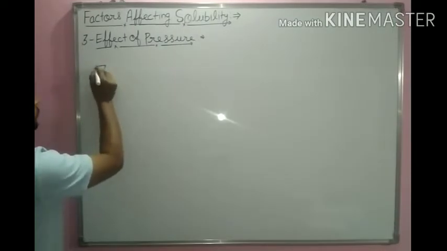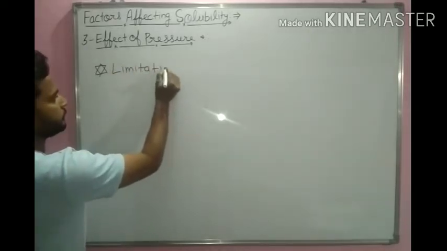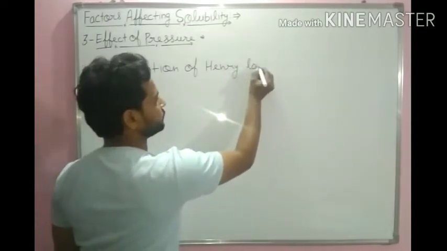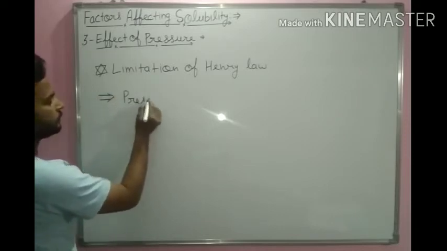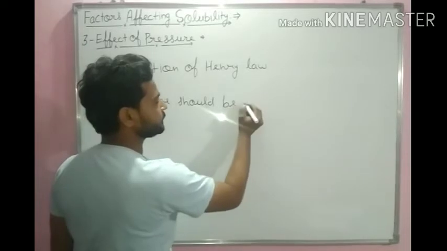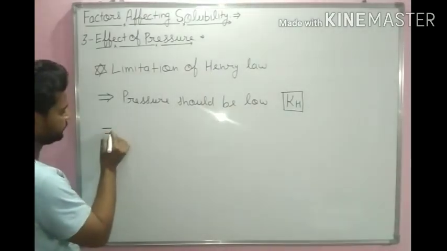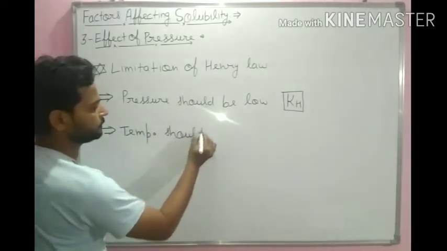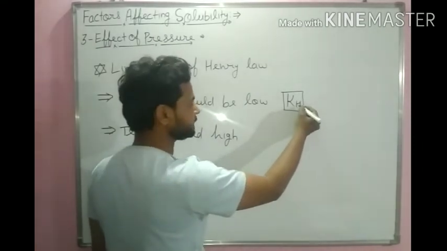Next, limitations of Henry law. So first limitation, pressure should be low, because at high pressure the KH value disturbs. Then temperature should be high, because at low temperature also the value of KH disturbs.